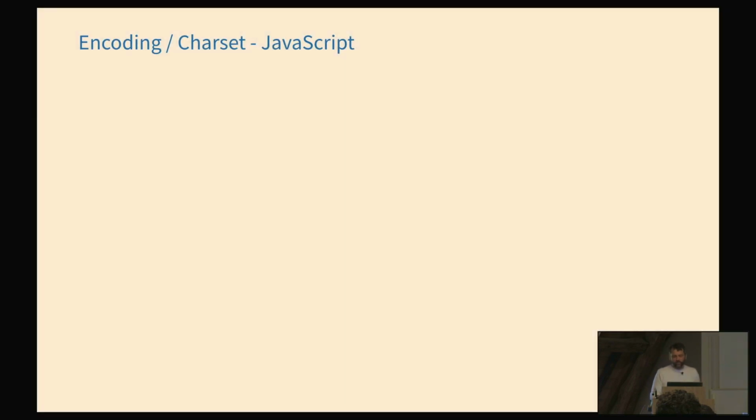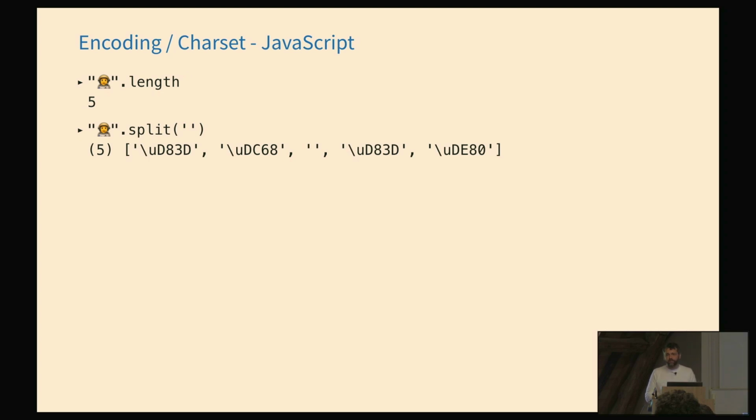But to make it even more fun, let's look at this thing. So this is a spaceman emoji, and it has a length of 5. Okay, still looks like one character. If we split on an empty string, so we take a string that has one character and we split on the empty string, we actually get 5 characters back. So yeah, makes sense. Length 5, we get 5 characters back.